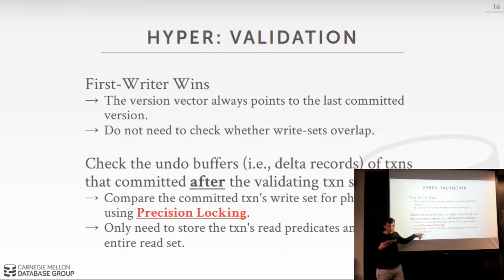So precision locking is sort of a variation of predicate locking. But instead of actually checking to see whether predicates overlap, you just need to check whether the write set overlaps with your predicates. I'll go through an example of this. So now this means that we don't need to record all of the individual pointers to the tuples that we read, and we don't need to record the scan set like we did in Hekaton. We just need to record our predicates and compare them with the write set of the other transactions.